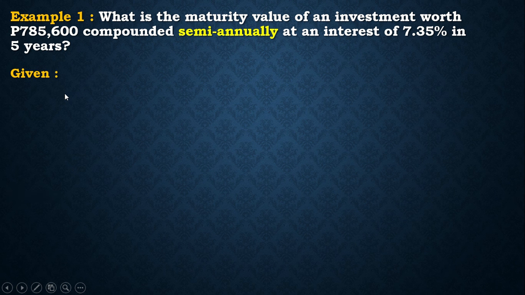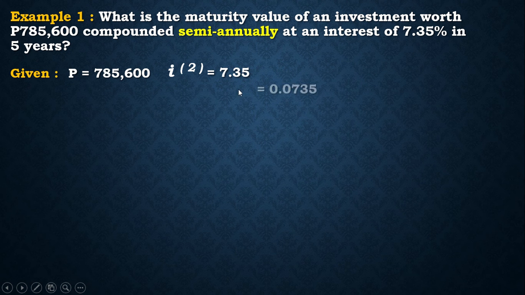So let's write first the given. The principal is 785,600. The nominal rate: the m in the nominal rate is replaced by 2 because it is semi-annually. So the interest rate is 7.35. Usually, we divide it by 100 whenever it is an interest rate. So that is 7.35 divided by 100. That is 0.0735.